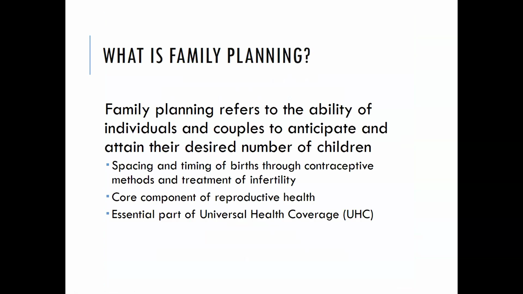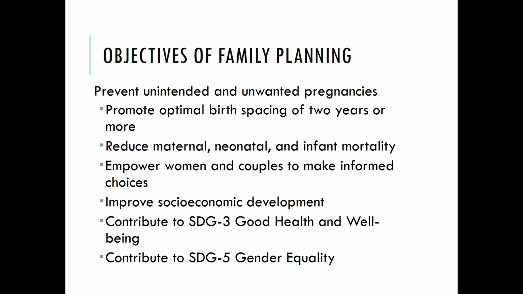So first of all, we will see what is family planning. Family planning actually refers to the ability of individuals and couples to anticipate and attain their desired number of children. Spacing and timing of births through contraceptive methods and treatment of infertility is a part of it. And it is a core component of reproductive health, and it's an essential part of the universal health coverage.